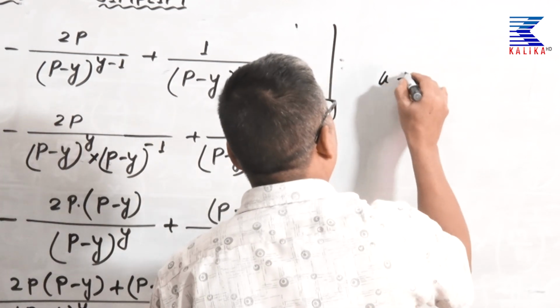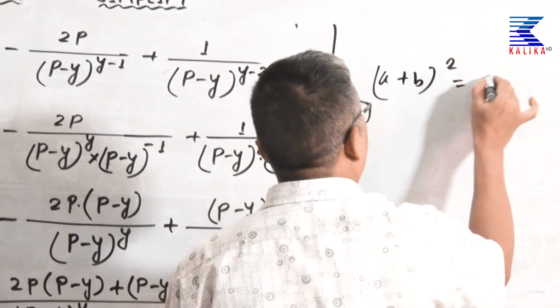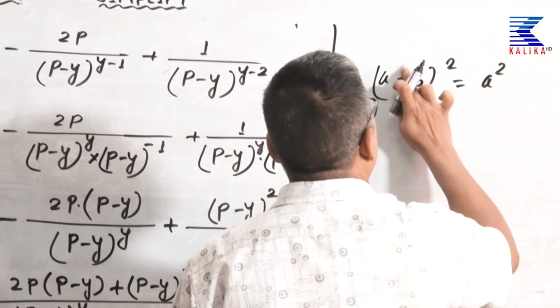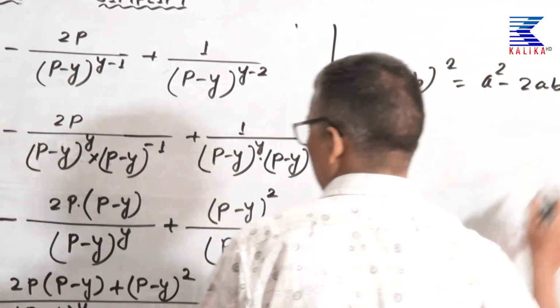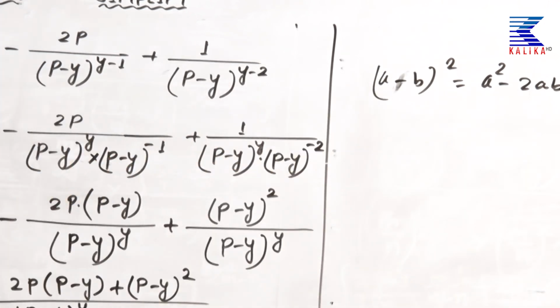(a plus b) whole square means a square plus b square, and (a minus b) whole square is a square minus 2ab plus b square. Here in place of a, p, and in place of b, p minus y. Clear? Then a square minus 2ab plus b square, then we use (p minus y), this is whole square. (a minus b) whole square divided by (p minus y) to the power y.